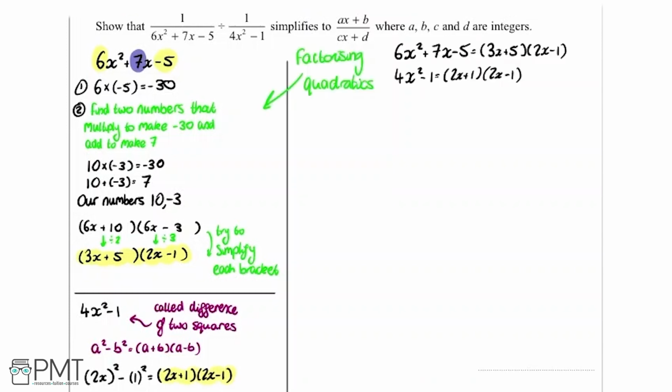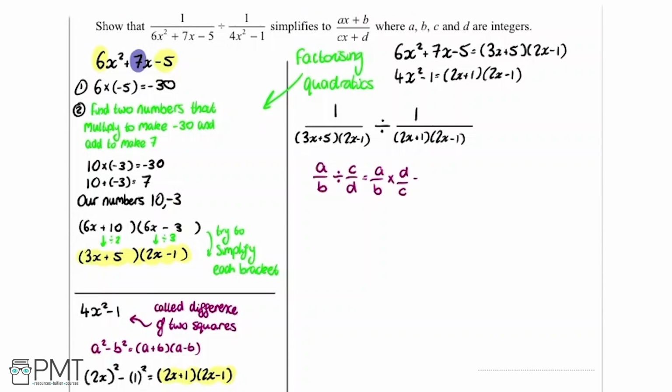So now we've factorised them, we can go about answering the question. We're going to write out the question, replacing the quadratics with the factorised forms. So this is what we're now trying to work out. And we can use this rule here. If we have a over b as a fraction divided by c over d, that equals a over b multiplied by d over c, which equals ad over bc.